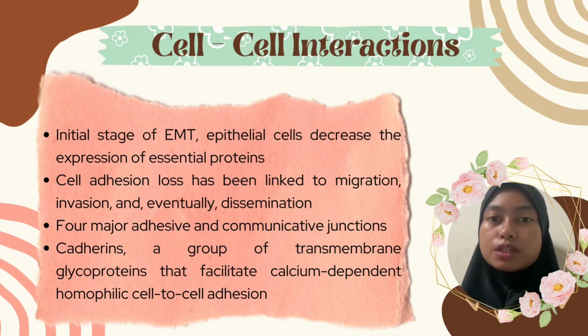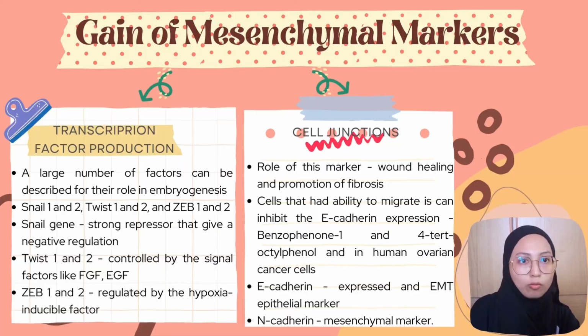Next is cell-cell interaction. During the initial stage of EMT, epithelial cells decrease the expression of essential proteins involved in homeostasis, particularly those involved in cell-cell interaction and ECM-cell exchanges. Furthermore, the cell adhesion loss has been linked to migration, invasion, and eventually dissemination inside the body. The four major adhesive and communicative junctions, AJs, tight junctions, TJs, gap junctions, GJs, and desmosomes, all diminish in such situations.